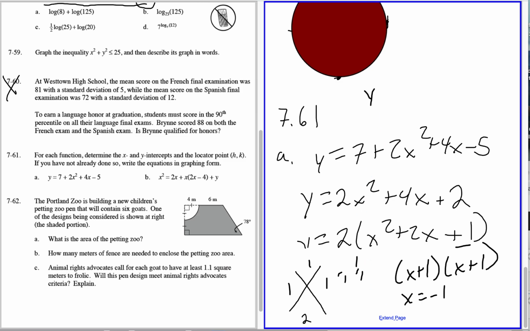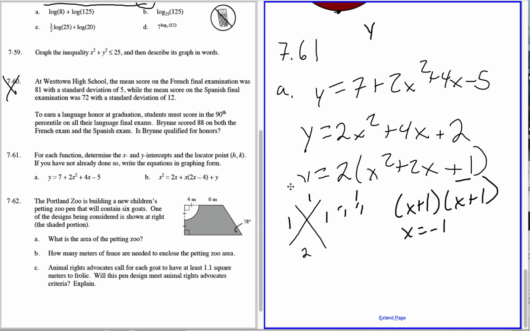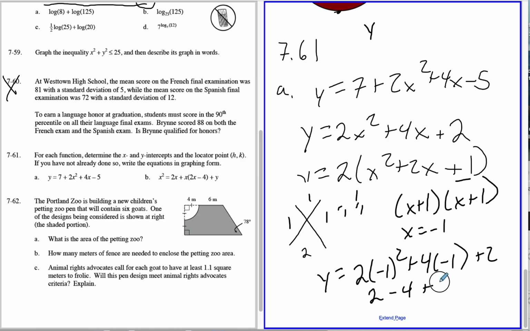So we got y, watch this, I gotta extend the page. It doesn't matter which equation I plug that back into, so I might plug it back into my easier one there. 2 times negative 1 squared plus 4 times negative 1 plus 2. Negative 1 squared is a positive 1, so this is 2 minus 4 plus 2. We get y equals 0.